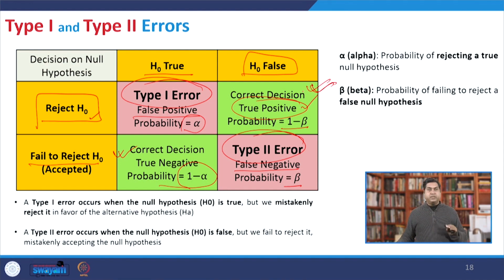When the null hypothesis is true, we have to accept it, failing to reject that hypothesis, and that is also a correct decision. In two cases you are making a wrong decision. In one, H0 is true but you reject it, and that is a type 1 error. In the other, the null hypothesis is false but you fail to reject it, and that is a type 2 error.